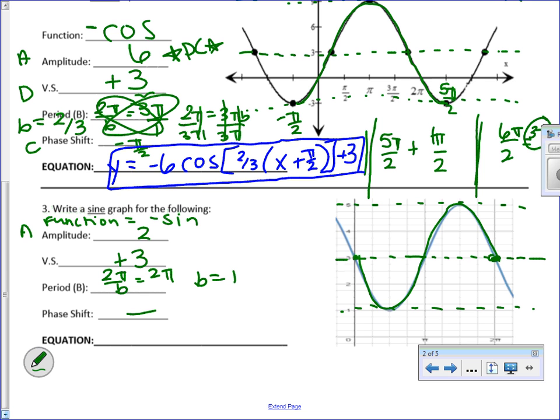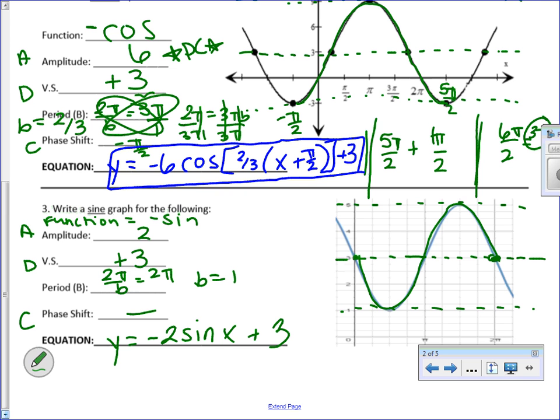Remember, this is A, this is D, this tells you it's B, this is C. I think we found everything that we need. So go write your equation. Don't forget the y equals negative, what? 2 sine. Is there a B value? Is there a C value? So no parentheses, no brackets, just X. And then plus 3. That is your final answer.